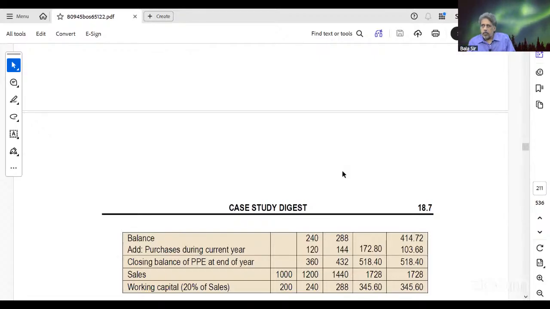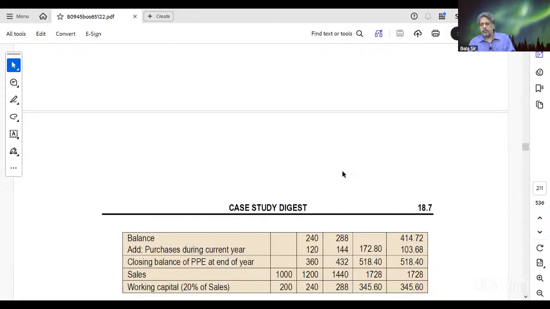288 lakh. But how much balance do you want to maintain? At least 30% of 1,440, that year's turnover. How much? It is 432 you want to maintain. Now, what is the difference between 288 and 432? You have to buy how much? 44 lakh worth of fixed assets. That is a capex, capital expenditure for the second year.